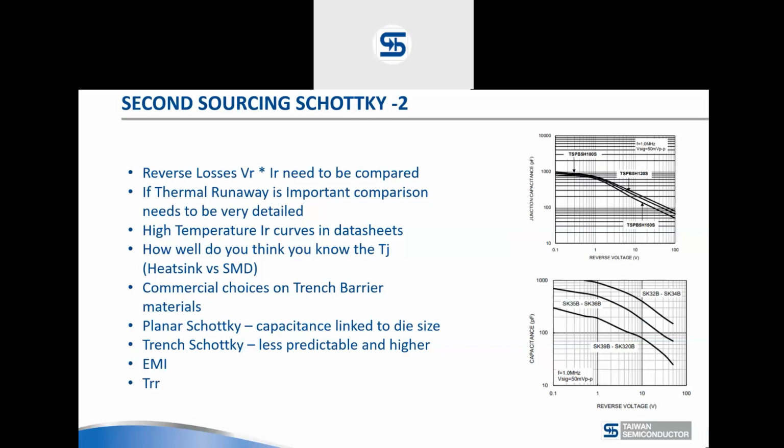The last thing is TRR. A Schottky diode doesn't have minority carriers, so it shouldn't have TRR, but they are injected via the guard band. And as a result, trench Schottky may have different guard band technology and slightly better TRR values. If you have high pulsed currents and that type of stuff, that's something you should also take into account and maybe study if you're second sourcing Schottky diodes.